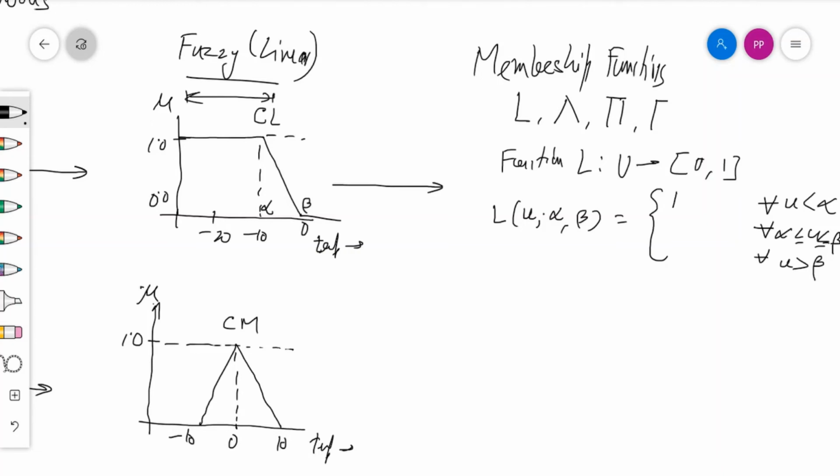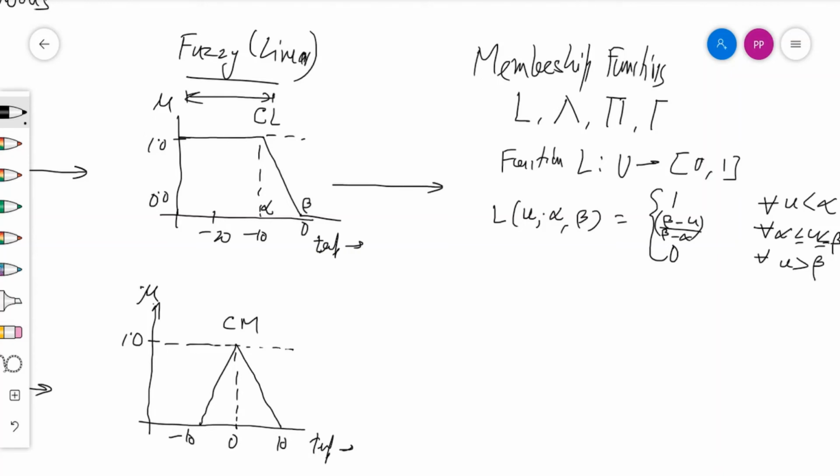The other one is falling linearly between alpha and beta, so we can define it as a function. The higher value is written first: beta minus u divided by beta minus alpha. You can check it very well. When u is alpha, this is 1. When u is beta, this is 0. After u reaches beta, it becomes 0. So that is how the membership function L can be defined.